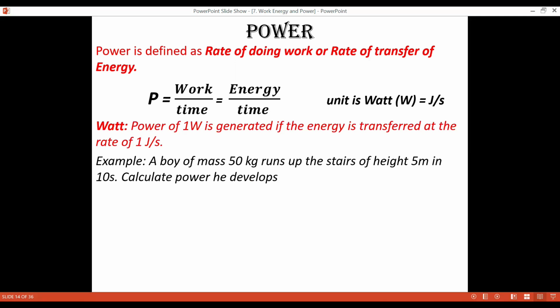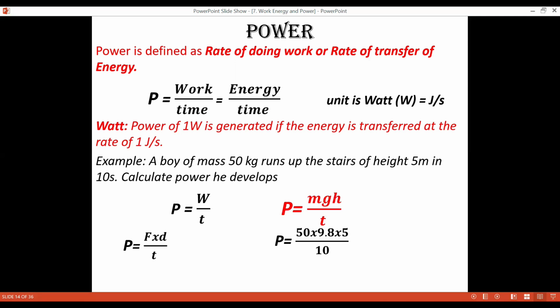In this case, the work he has done is mgh, gain in potential energy. So we can replace work by mgh, F into D, and 50 into 9.81 into 5. This is your work or gain in potential energy. Divide by time. Time is 10 seconds, and you get the answer for the power as 245 watt. So power basically means rate of doing work or rate of transfer of energy. This is the basic formula of power.